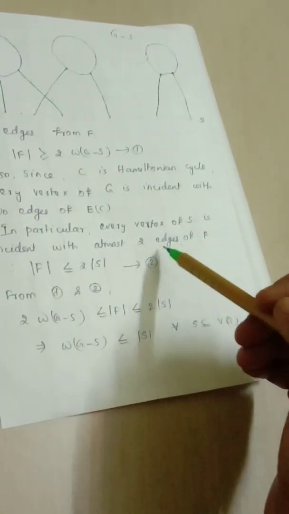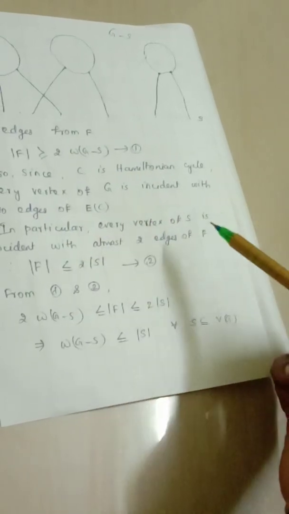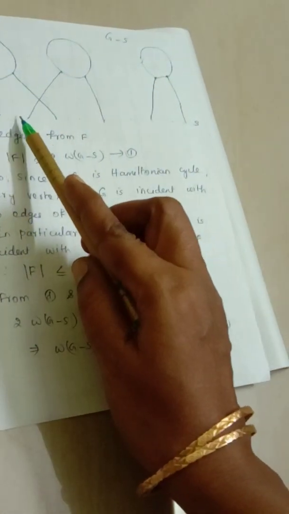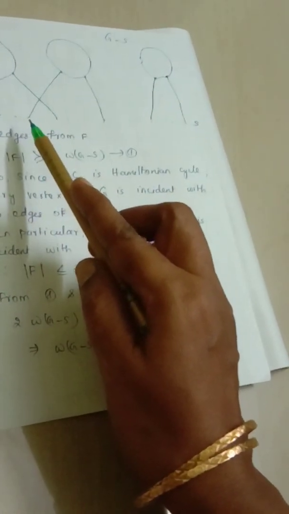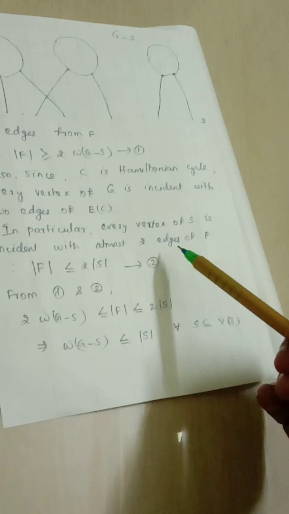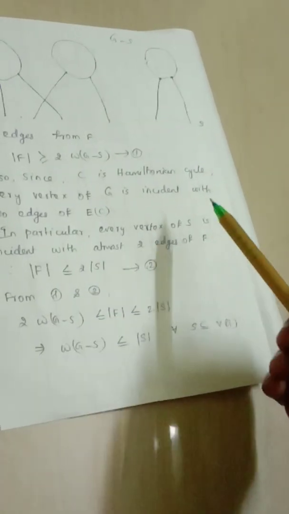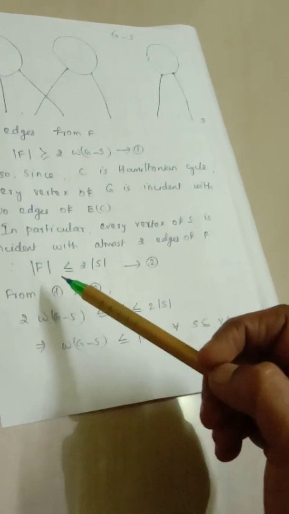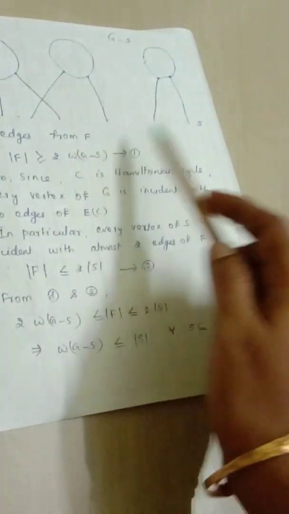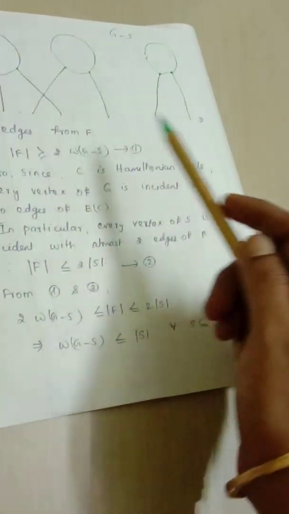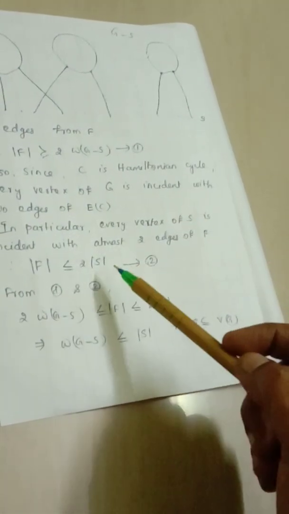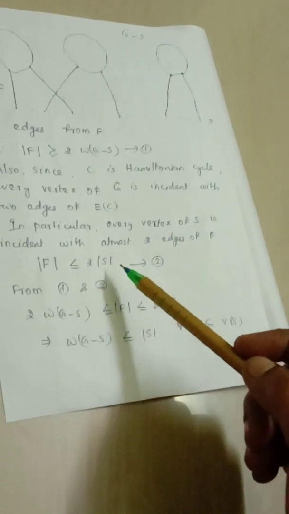Why are we using "at most two edges"? Because it may be one edge, two edges of F, or zero edges of F; here a vertex of S may not be joined with any edge of F. So it is possible that every vertex of S is incident with at most 2 edges of F. In this connection we have the cardinality of F is less than or equal to 2 times the cardinality of S. That is, we are counting all the edges of all the vertices of S and comparing with the cardinality of F. Multiplying by 2, we get the cardinality of F is less than or equal to 2 times the cardinality of S.